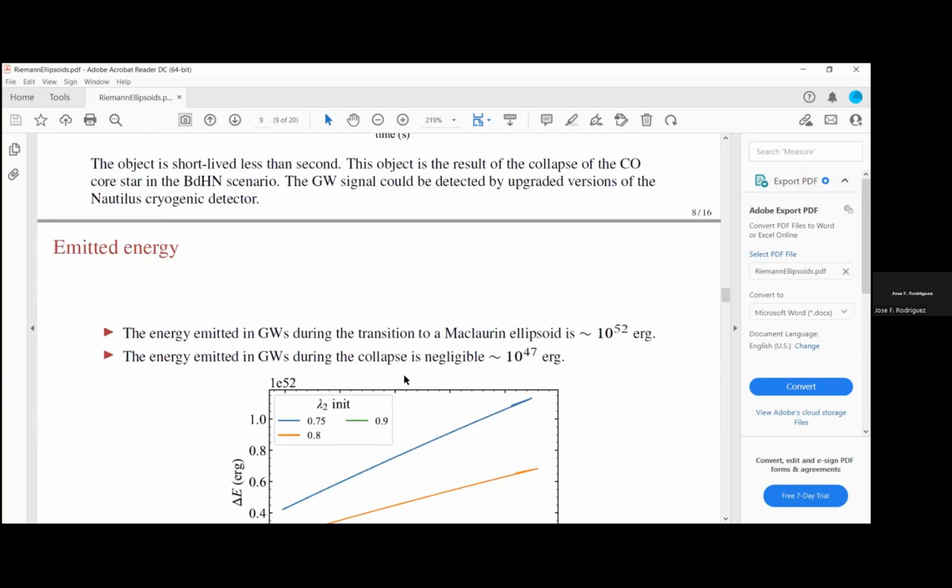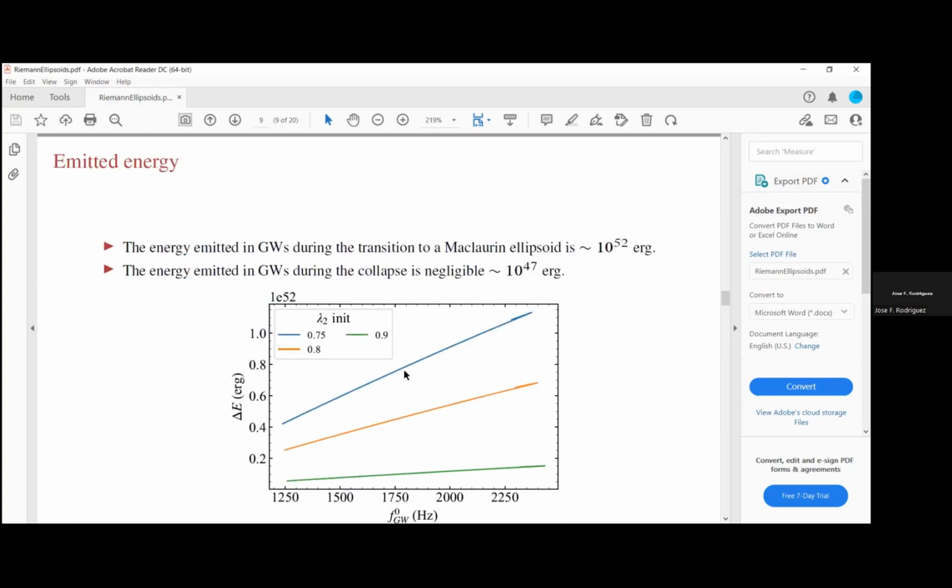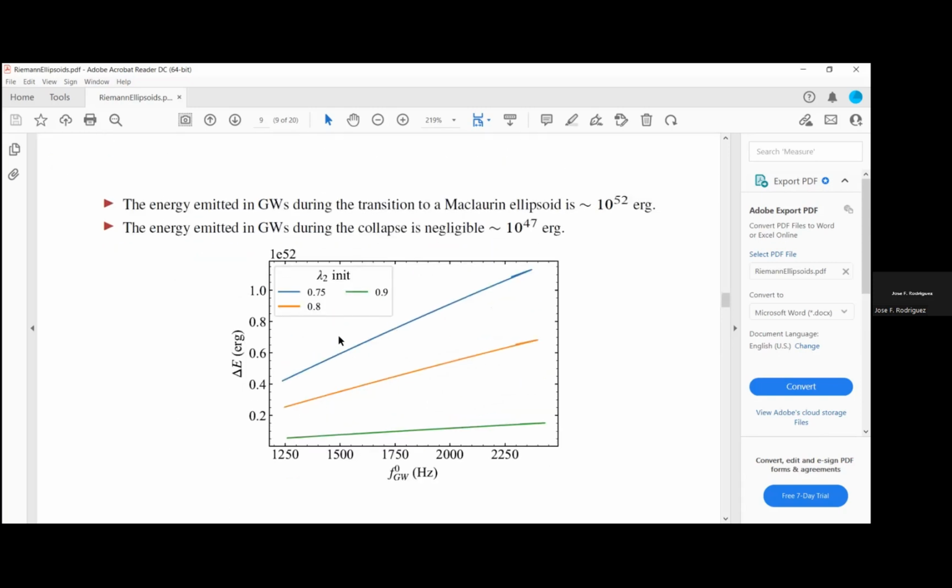Also, from this method, you can calculate the energy emitted in gravitational waves during the transition to a Maclaurin spheroid, and as you can see, it is of the order of 10^52 erg. And here I show the total energy emitted in gravitational waves as a function of the initial frequency.